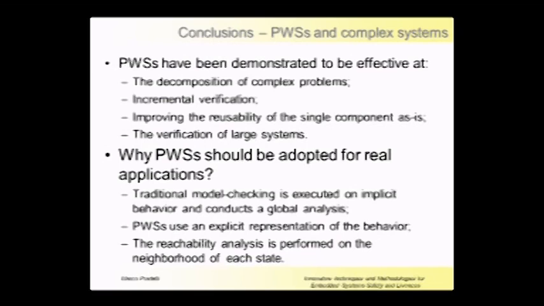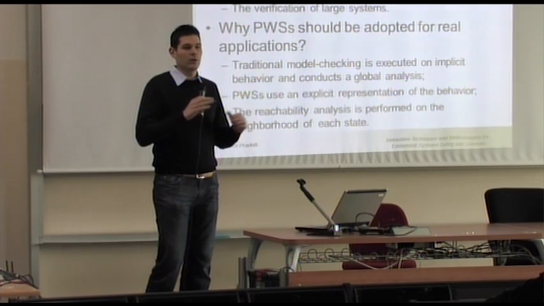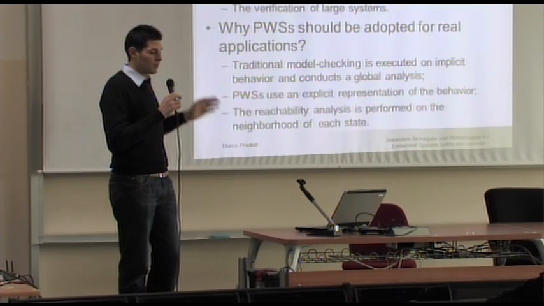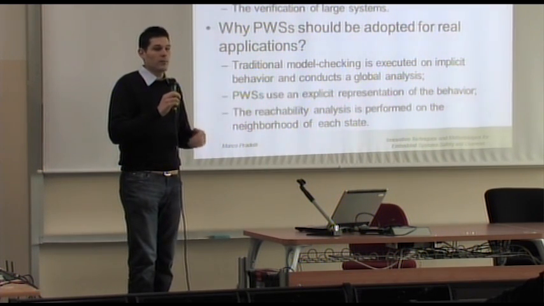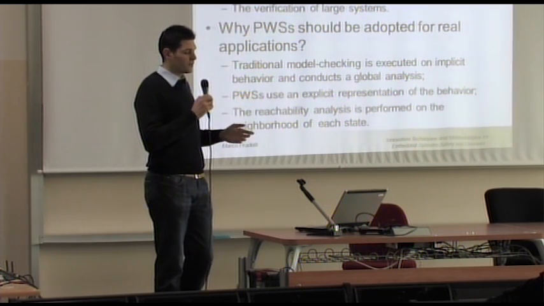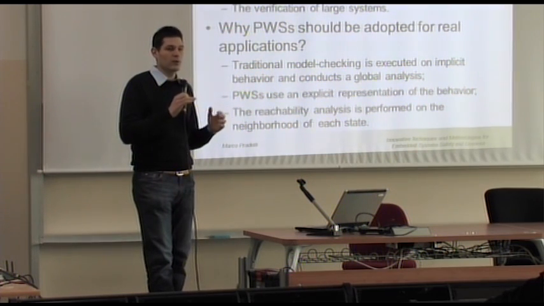So the question is, why should Pattern Statecharts, which are a novel proposition in the embedded field, be adopted for real applications? I think that while traditional model checking needs to be executed on an implicit behavior, therefore the behavior needs to be extrapolated from the possible evolution of the system, and then a global analysis of a very large behavior tree is performed, Pattern Statecharts, by means of the explicit representation of the behavior and by means of the exit zone algorithm and concept, are able to perform the reachability analysis on the neighborhood of each state.